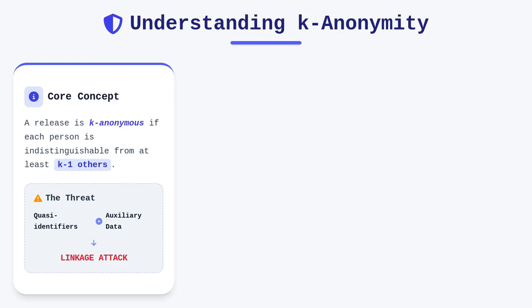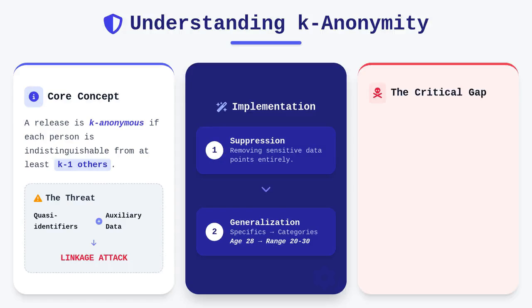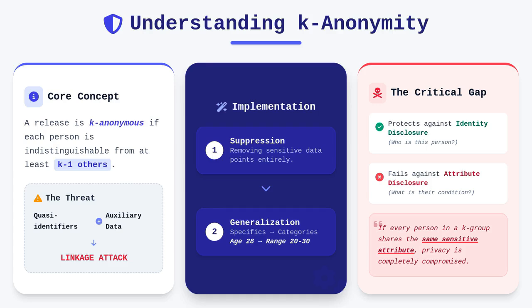To achieve this, we typically employ suppression, which removes data, or generalization, which replaces specific values with broader categories. For instance, replacing specific ages like 28 and 29 with an age range of 20 to 30 effectively masks the individual data point. However, this mathematical guarantee protects against identity disclosure, but fails to address attribute disclosure, which is a critical distinction for a privacy engineer. If all members of a k-anonymized group share the same sensitive attribute, such as having a specific chronic disease, the privacy is compromised despite the k-anonymity threshold.